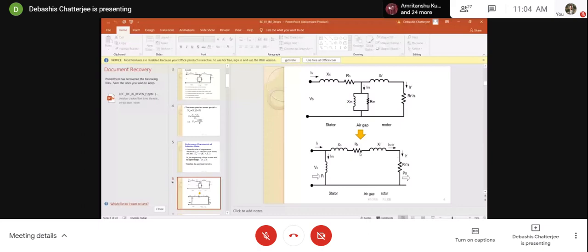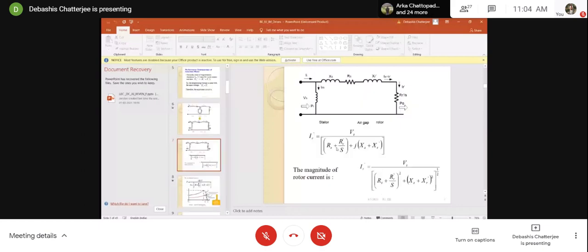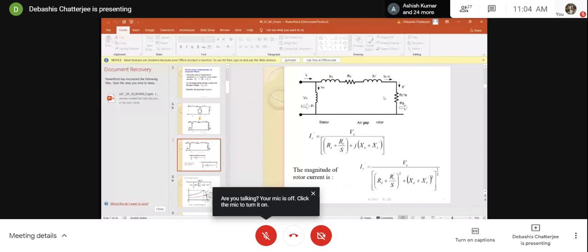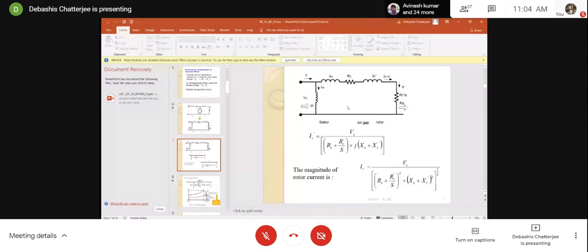So this was the air gap, this has become the air gap, this is the rotor, this is the stator. Now from this you can calculate the rotor current by this equation: Vs by this one impedance. So actually RS plus RR dash by S plus j(XLS plus XLR). In magnitude, you can have it as the square root of (RS plus RR dash by S) square plus (XLS plus XLR) square. So you get the rotor current. Once you have got the rotor current, you can easily calculate the torque.